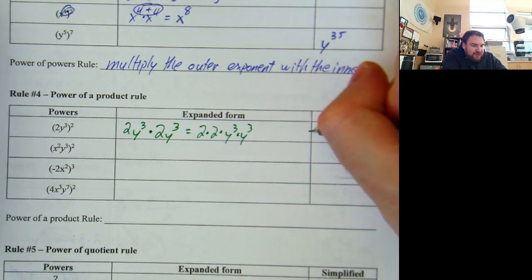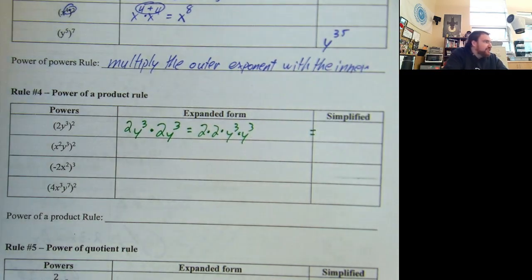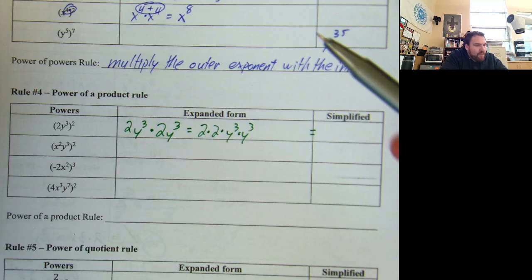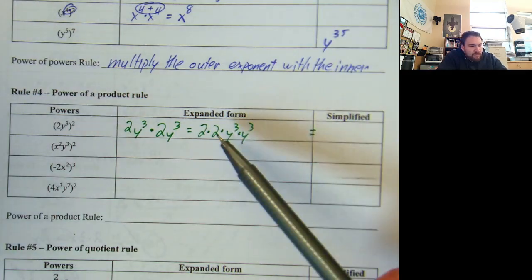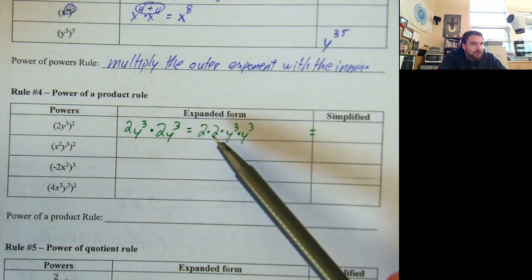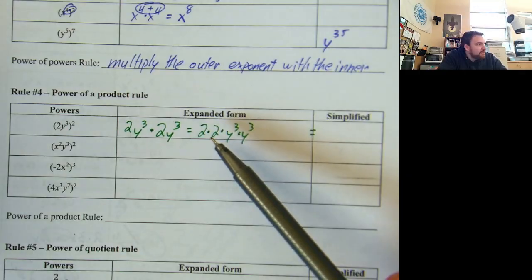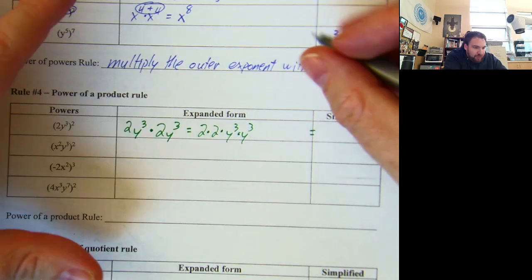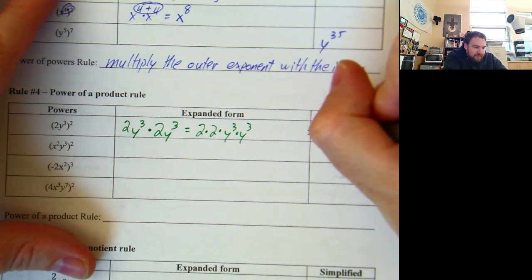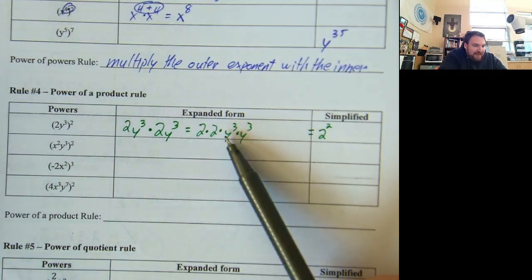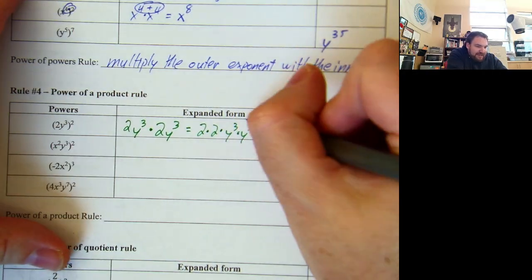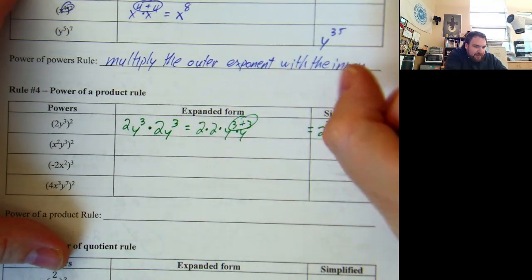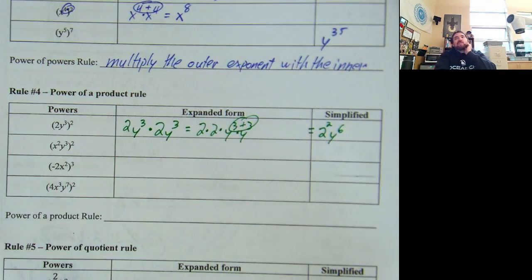And without actually multiplying the numbers together, yes, I could say 2 times 2 is 4, but that's not what I'm trying to show you here. How could I rewrite 2 times 2 using exponents? 2 squared. 2 times 2 is the same as 2 squared. So, 2 squared times y to the 6. And when I've got y cubed times y cubed, add these together, I'm going to get y to the power of 6.